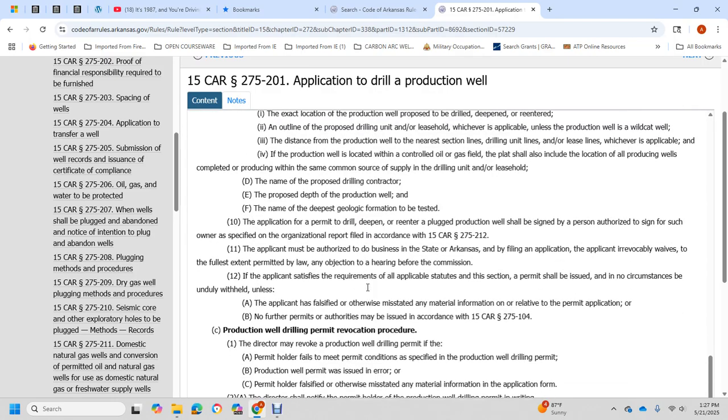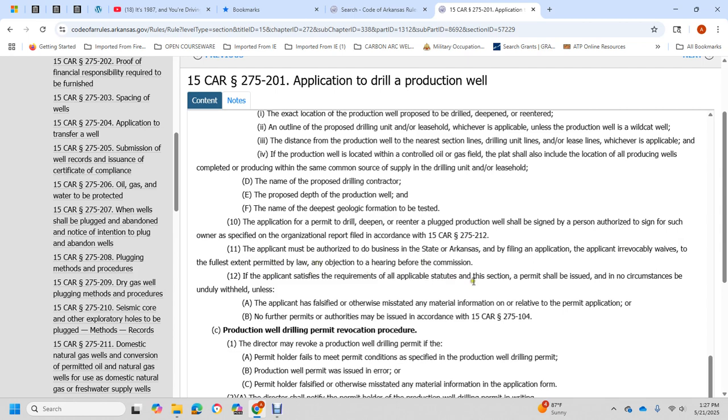Of the deep geological formation to be tested, the applicant with a permit to drill, deepen, re-enter, or plug production shall be signed by a person authorized by the owners of the organization, according to Title 15 Code of Arkansas Rules 275-212, that the applicant must be authorized with the State of Arkansas. With the following application, the applicant irrevocably waives, to the full extent permitted by law, objection with the Commission.